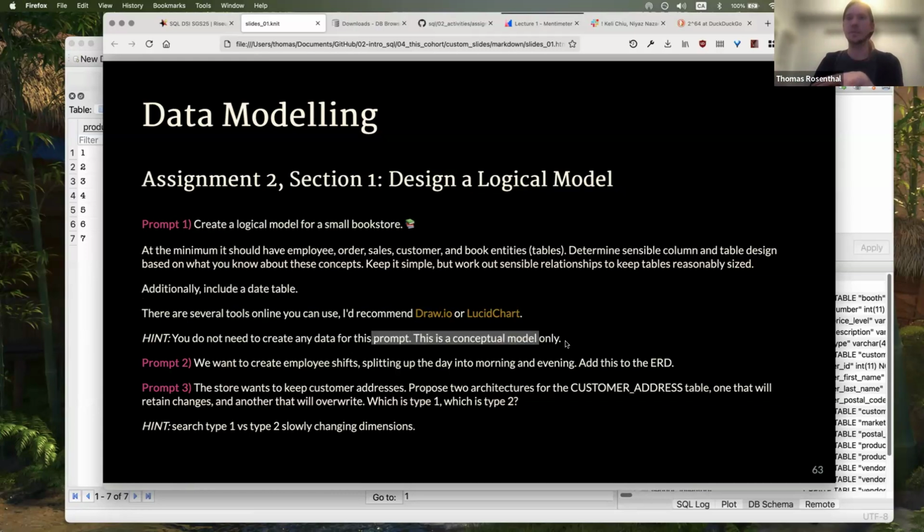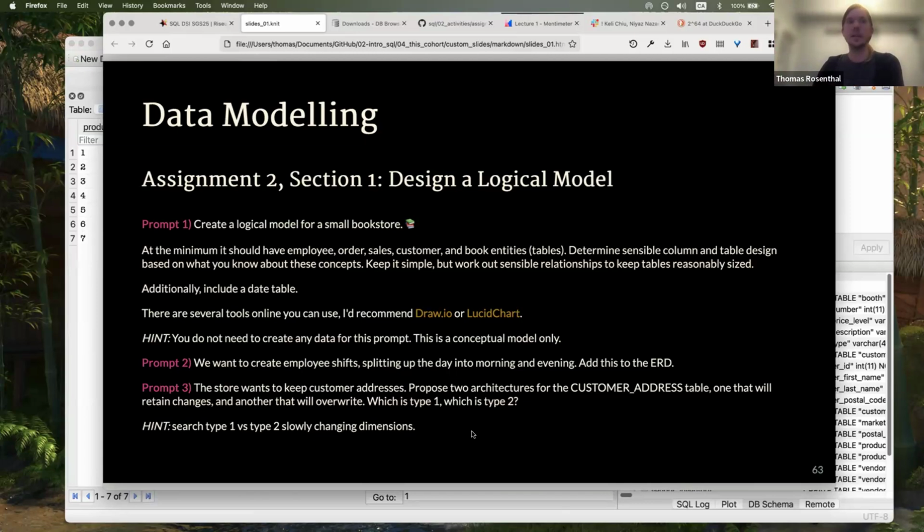Just focus on the conceptual model. There's always one student that tries to populate the data, and that would be way too challenging. For the second prompt, take that model that you drew and duplicate it, and then add an employee shift table that will split up the day into morning and evening and connect that back to your ERD, likely to your employee.